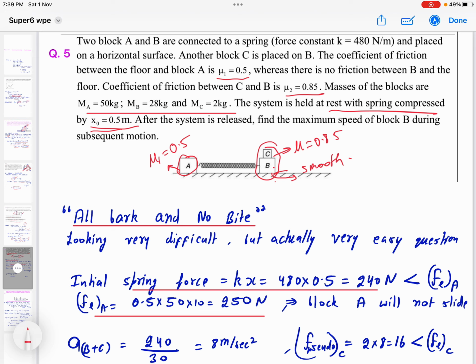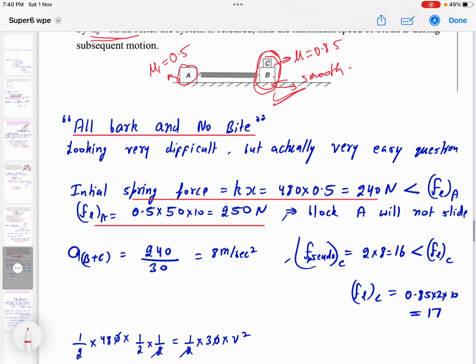Between C and B there can be relative motion, which we can check by the pseudo force. Now, when compression is maximum, only then is the acceleration of the combination of B and C maximum. It means only then is the pseudo force acting on C maximum, right? The pseudo force acting on C is 2 into 8, because the initial combined acceleration of B plus C is 8 meter per second square. So the pseudo force on C is 2 into 8, which is 16.